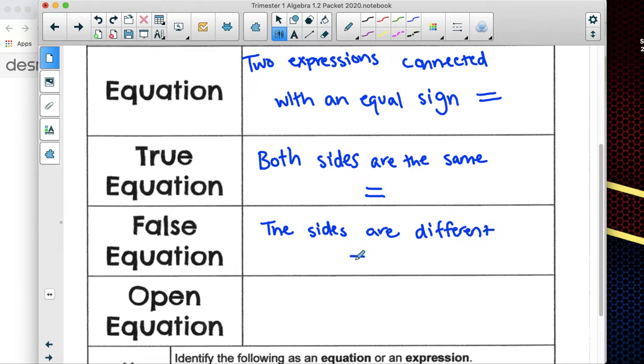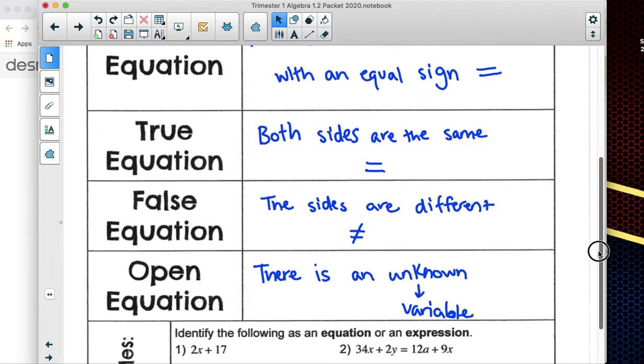So we're going to use this equal sign, and then we put a slash through it. That says it's not equal. Okay? Now an open equation, it means that there is an unknown. Okay? An unknown in math, we generally use a variable. So we don't know what the variable is for or what number it could be. It could represent 2, it could represent -3. We just don't know.